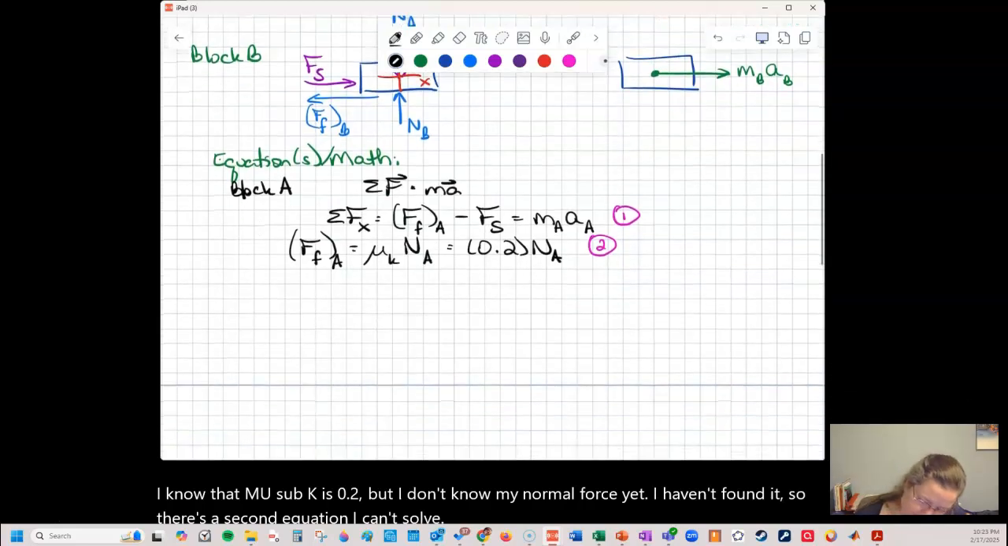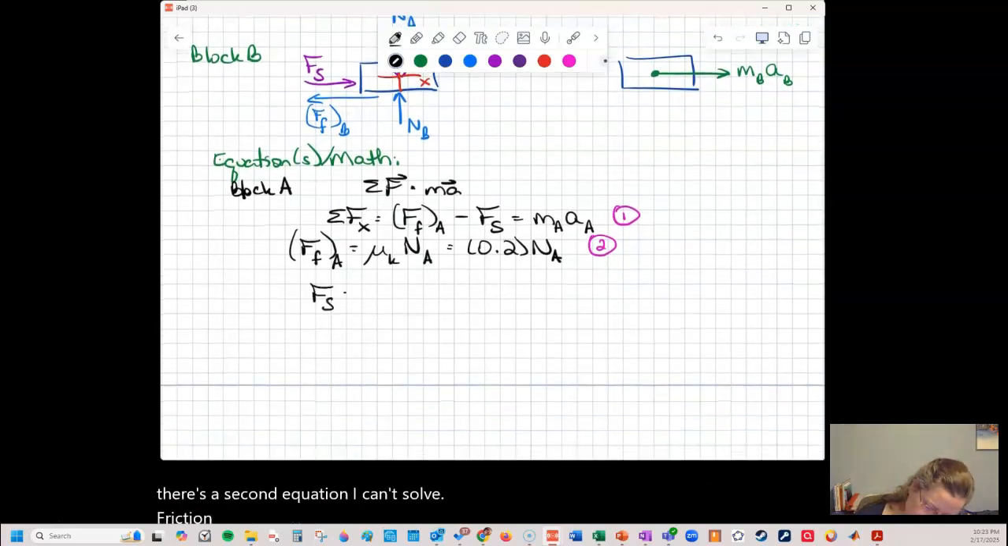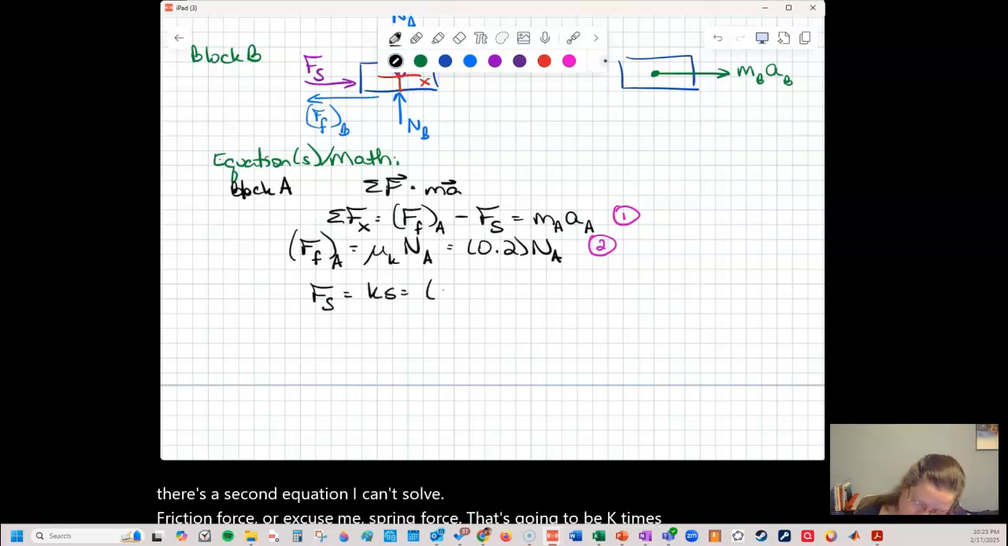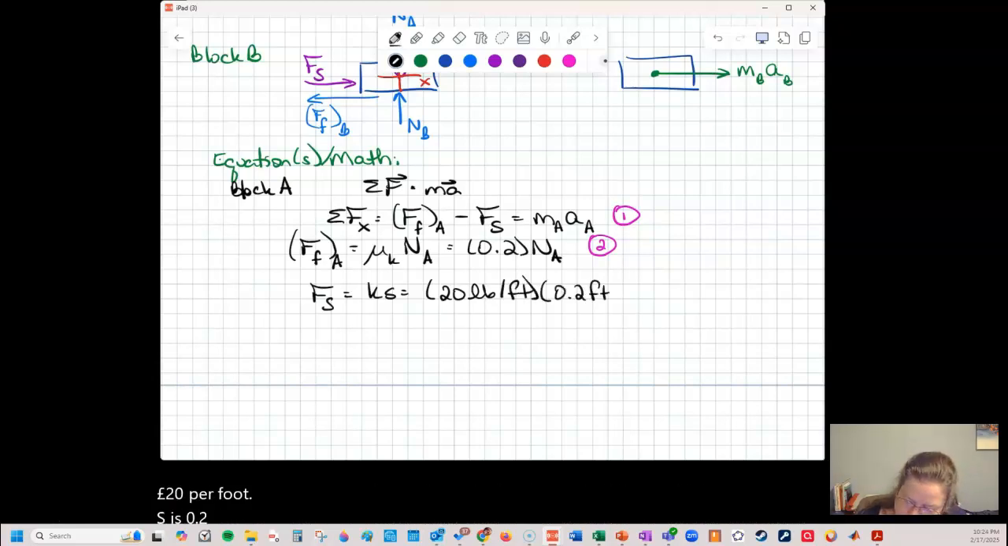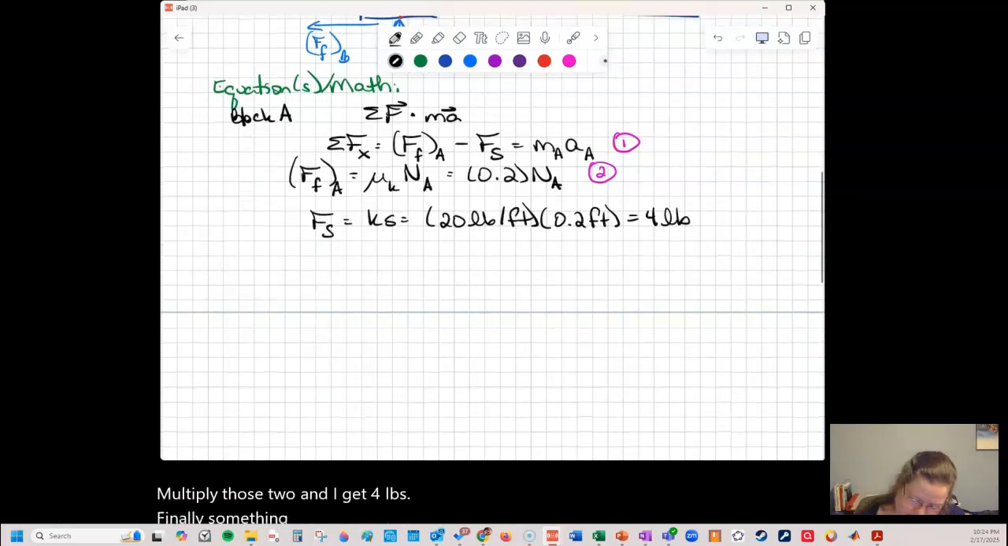Spring force, that's going to be K times S. K they gave me was 20 pounds per foot. S is 0.2 feet. Multiply those two and I get 4 pounds. Finally, something I could solve.